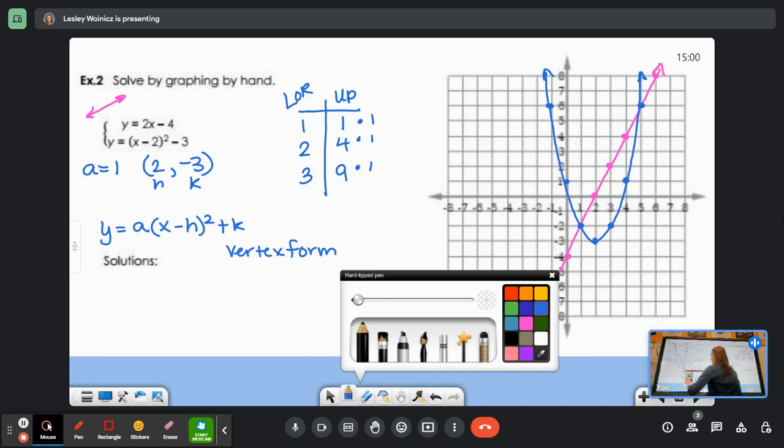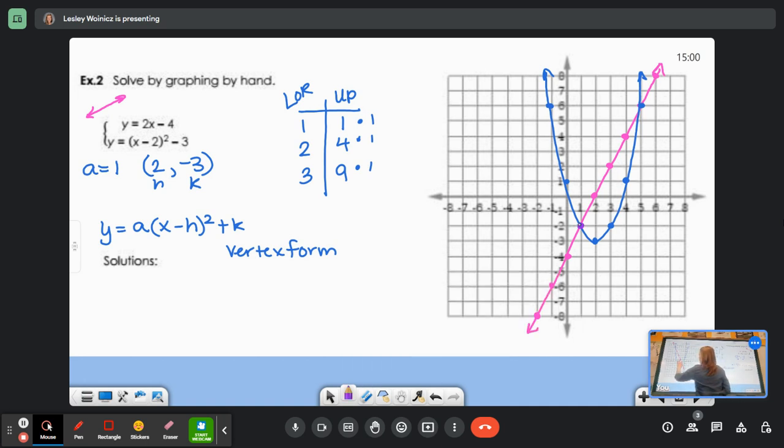So my solutions are the points (1, negative 2) and (5, 6). So it's kind of like review. The graphing should be review anyway. Good, good. All right, next.